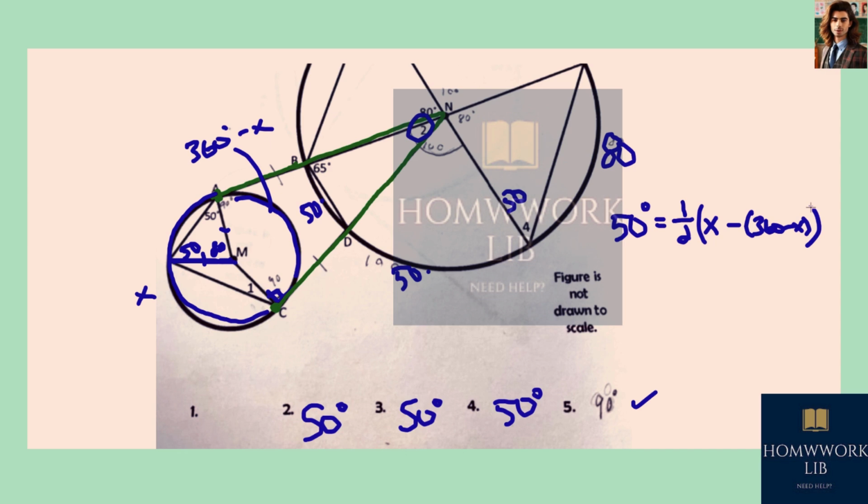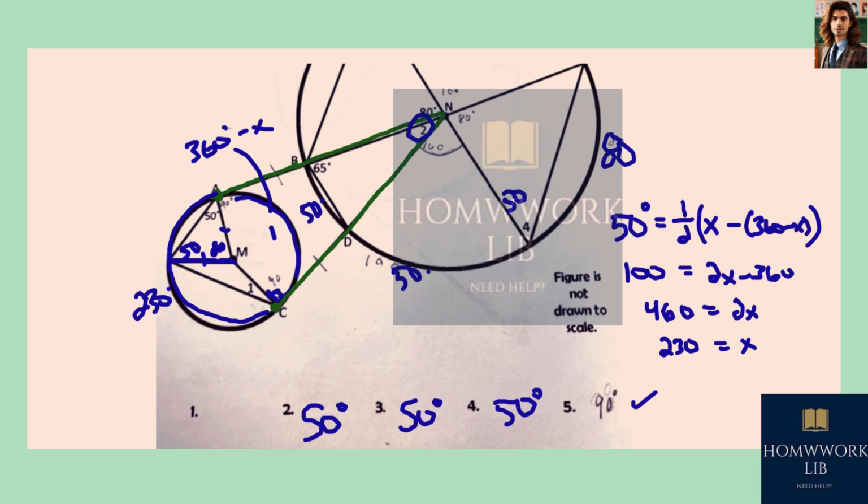So if you multiply both sides of the equation by 2, you get 100 degrees equals x minus 360 plus x by distributing the negative. So x plus x is 2x minus 360. Add 360 to both sides, and 460 equals 2x. So x equals 230. So this is 230 degrees. And 360 minus 230 is 130 degrees back here.